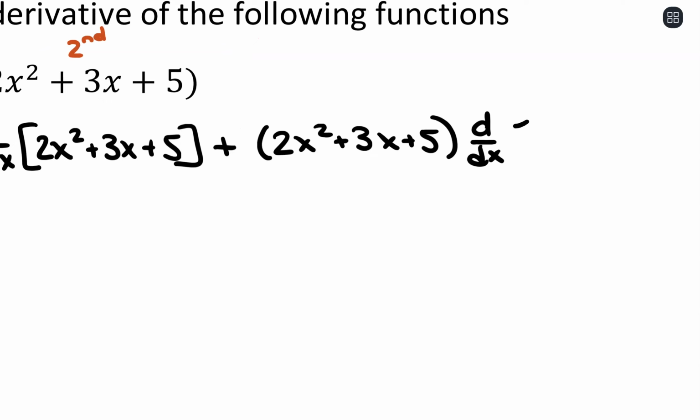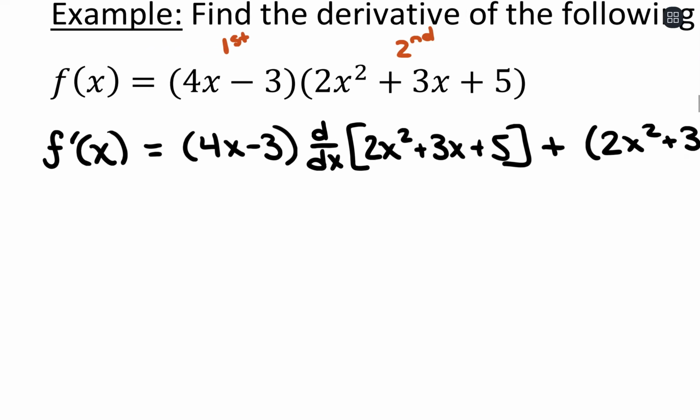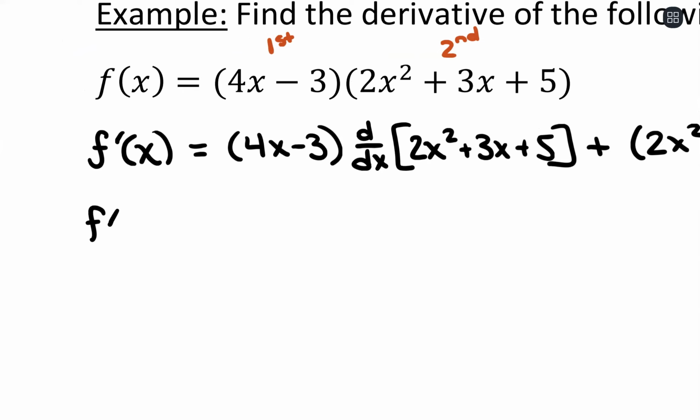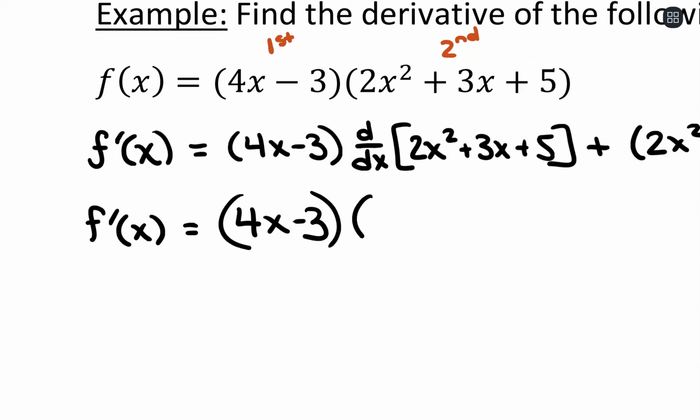Let's see, the first is 4x minus 3. So our derivative is equal to 4x minus 3. We're going to keep that in parentheses there. And then the derivative here, so I'm going to use the power rule on, well, really I have these three terms that I'm going to use the derivative on.